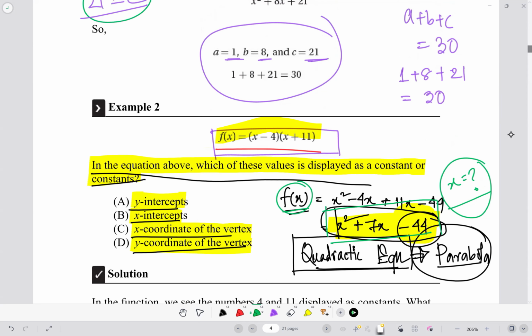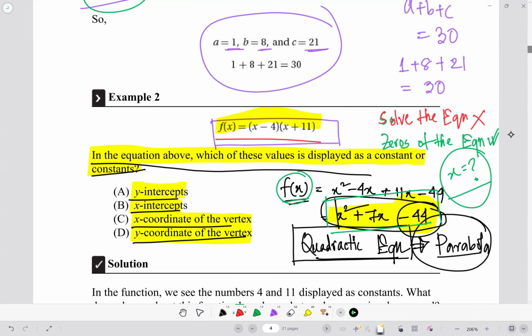So you don't need to solve the equation. Rather, you just need to find the zeros of the equation. What are the zeros of this equation?